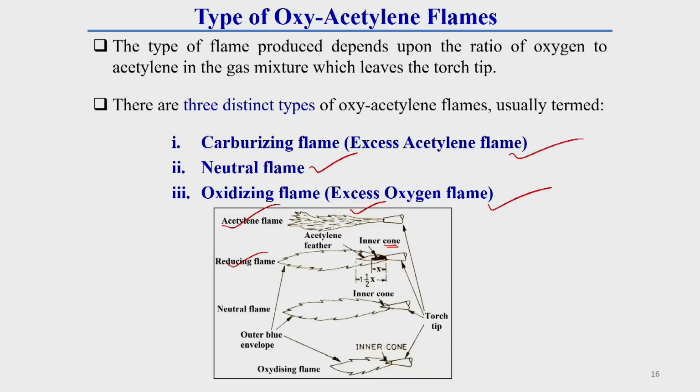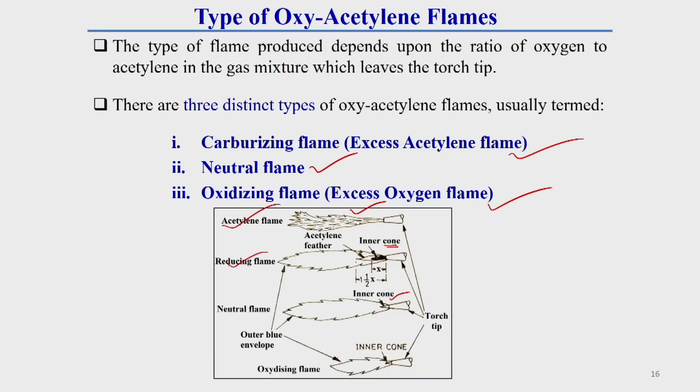If we increase the oxygen further, the acetylene feather vanishes and the inner cone remains. This happens in the neutral flame, where the proportion of oxygen and acetylene is 1:1. If we increase the oxygen further, the inner cone shortens and becomes sharper, and the outer envelope also shortens. Then it is converted to an oxidizing flame.